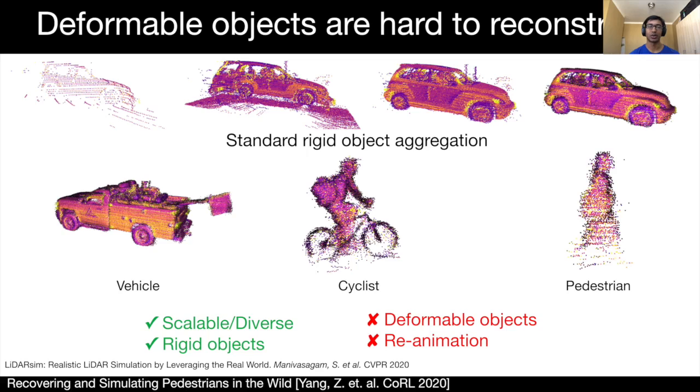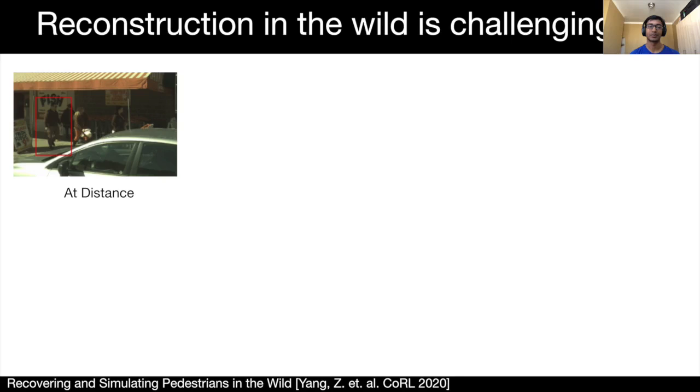Previous asset generation work, such as LiDAR sim, performs simple point cloud aggregation for rigid vehicle objects. This does not work for deformable objects that need to be animated. In this paper, we tackle pedestrian shape and pose reconstruction in the wild.